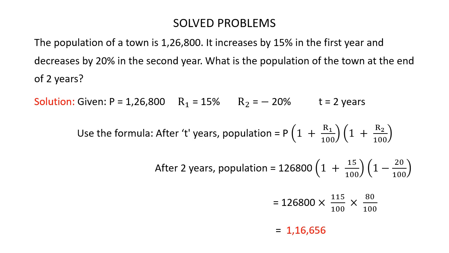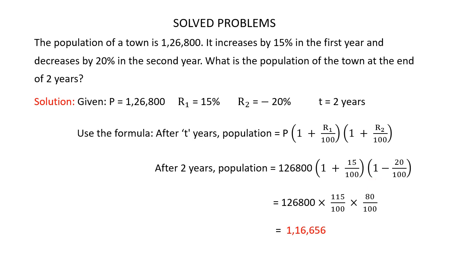So to find the population after T years, use the formula population is equal to P multiplied by 1 plus R1 upon 100 multiplied by 1 plus R2 upon 100. Now we know that T is 2 years. So after 2 years, population is equal to 1,26,800 multiplied by 1 plus 15 upon 100 multiplied by 1 minus 20 upon 100.